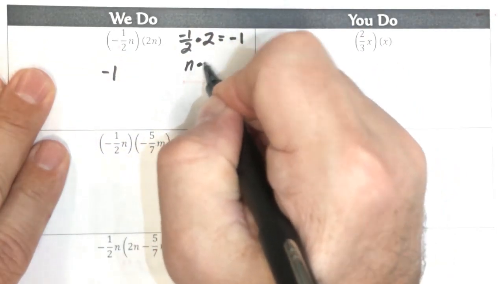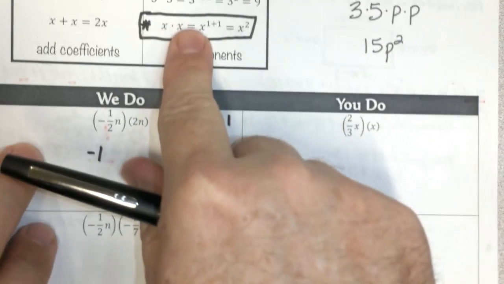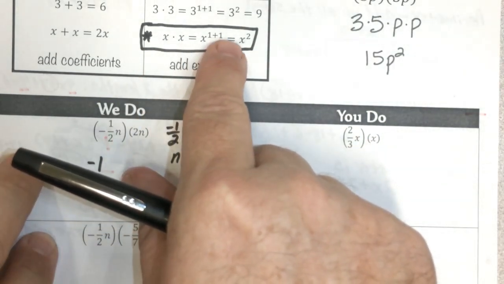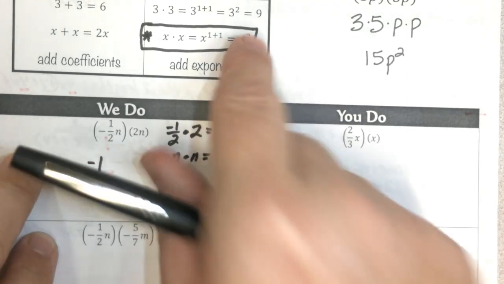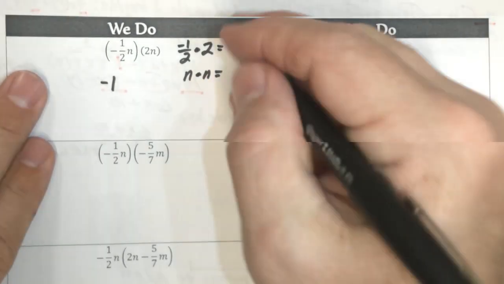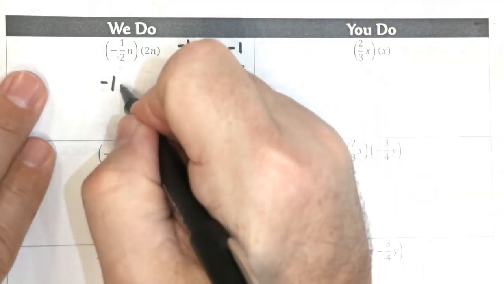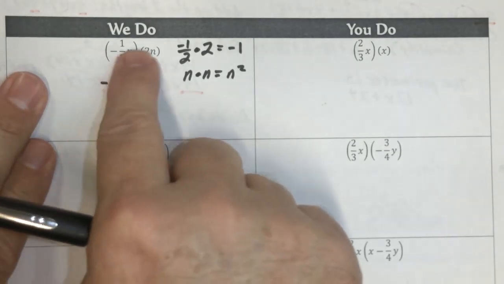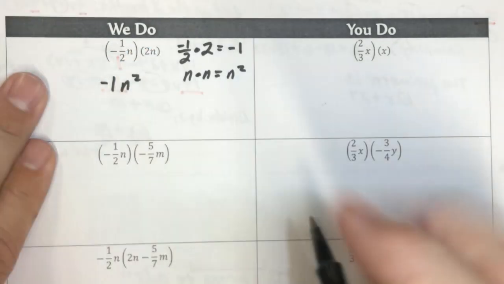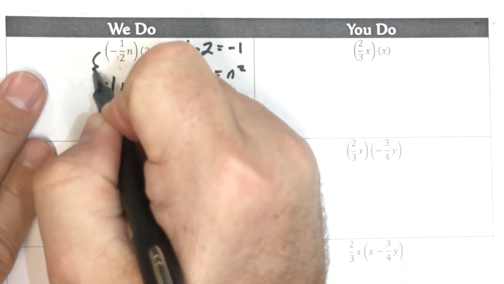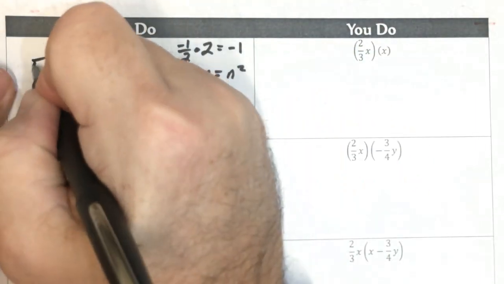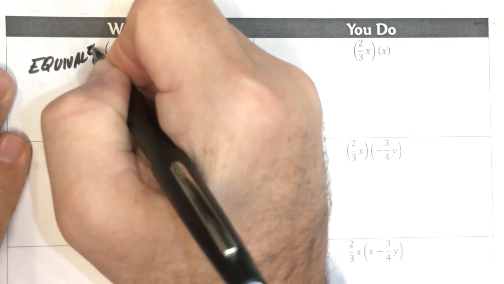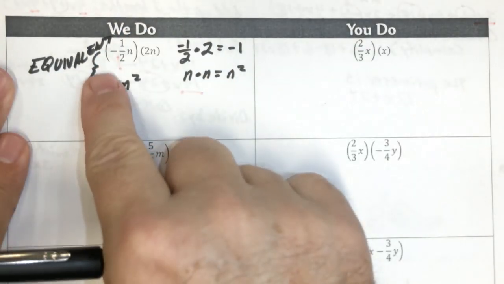So n times n, notice what we have up here. A variable times a variable is equal to the variable to the 1 plus 1, which is equal to the variable squared. So n times n, that's just going to be n squared. So we'll put n squared here. So negative 1n squared is equivalent to this. Make sure you write that down. These two expressions are equivalent.